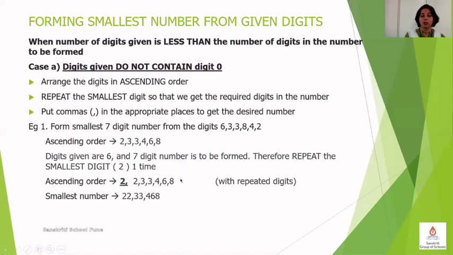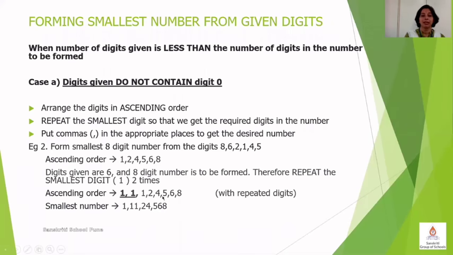22,33,468. So what we did: first we arranged it in ascending order, then we repeated the smallest number, which is 2 here. We repeated the digit 2 once, so that we got the ascending order consisting of 7 digits. And from these 7 digits, we formed the smallest number. Let's see one more example. Here, the steps are repeated again so that you all can refer to them easily.